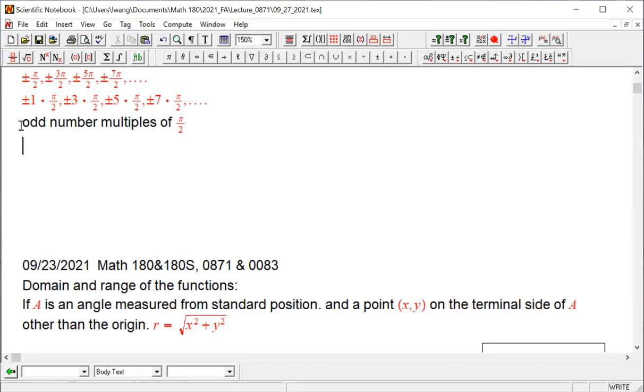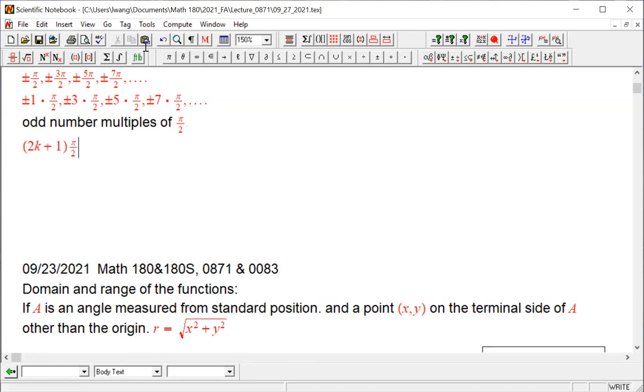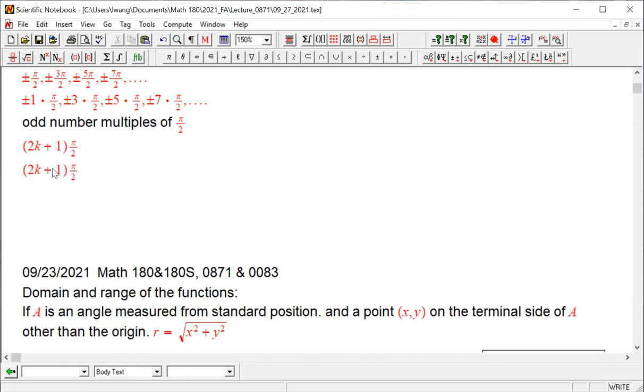But how do you express an odd number? Did we talk about this before? 2k plus 1 times pi over 2. You also mentioned 2k minus 1, Professor. That's right. 2k minus 1 works too. So you can use either one.